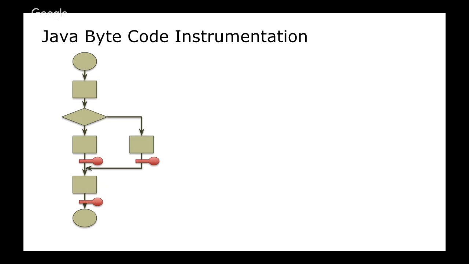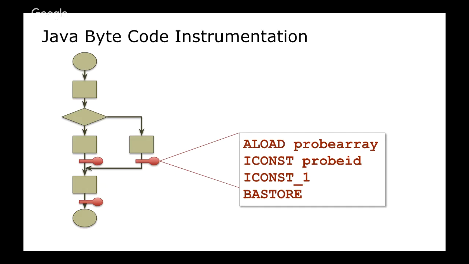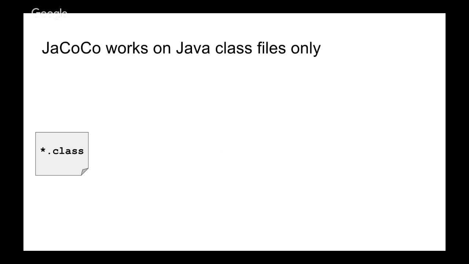And if you wonder what the probe actually is, the probe is a couple of bytecode instructions, which basically flips a bit in a Boolean array. So the overhead is very, very low. JaCoCo works on class files only. The input for JaCoCo is always class files, so it does not parse any source files.